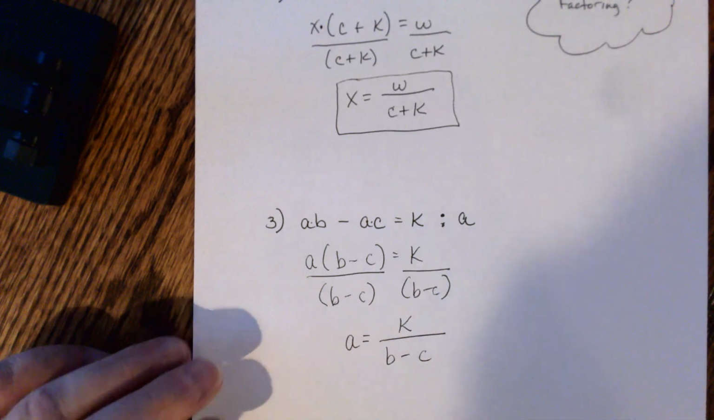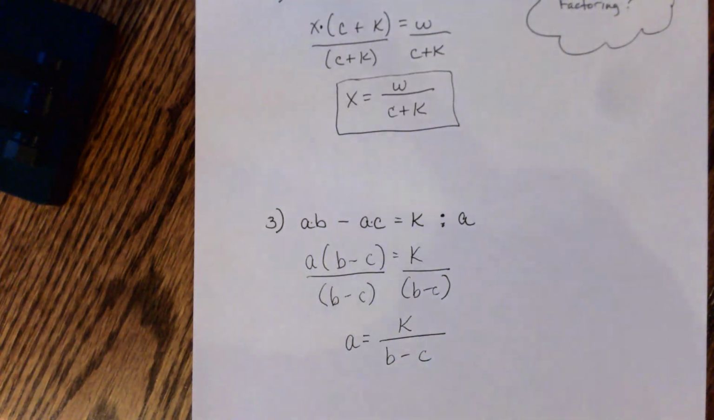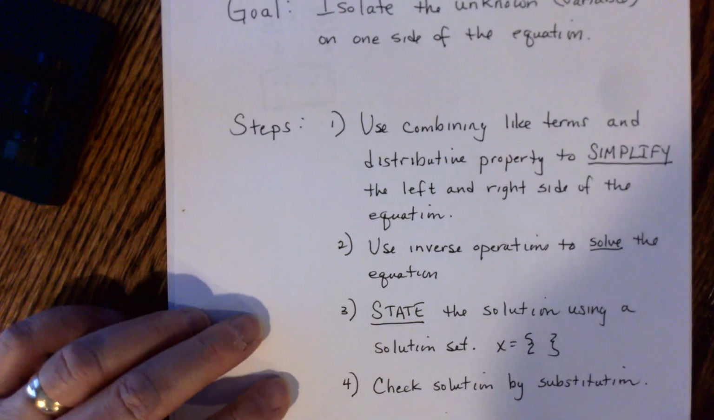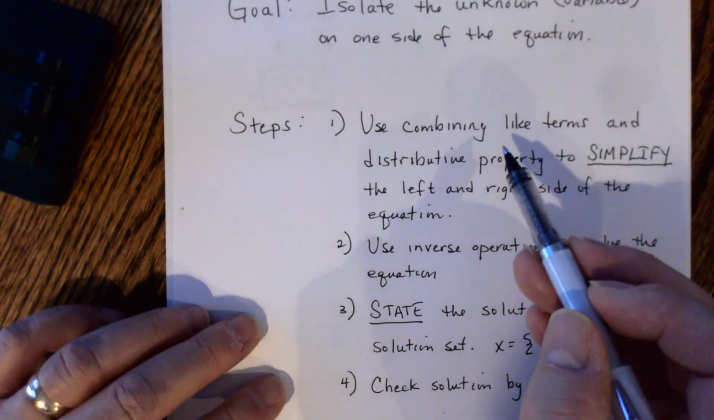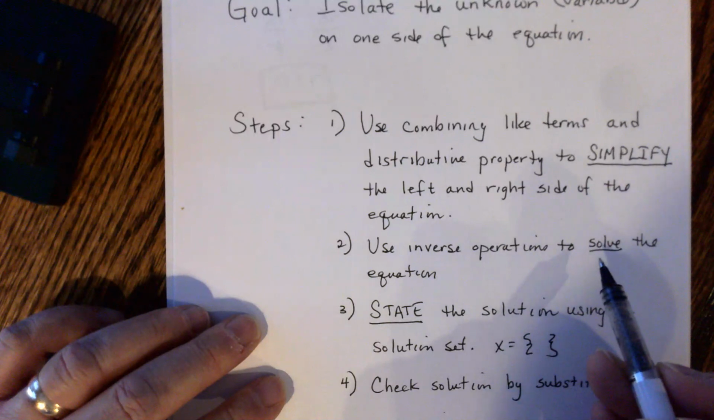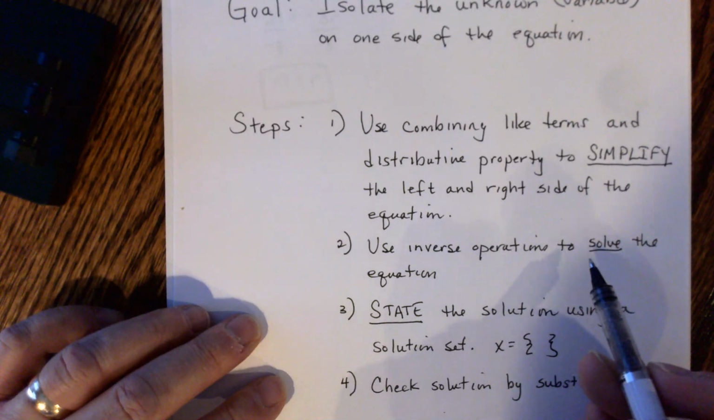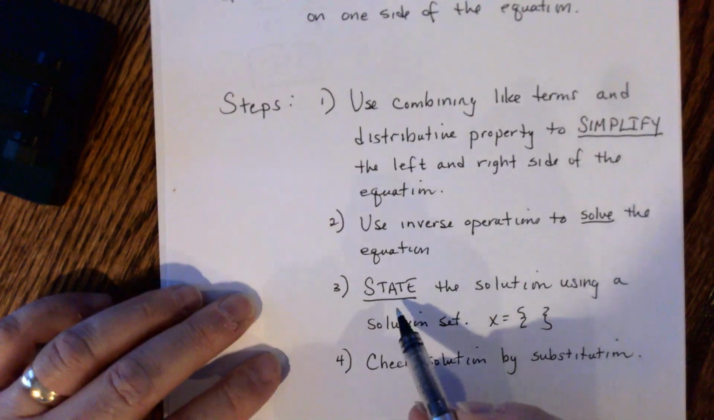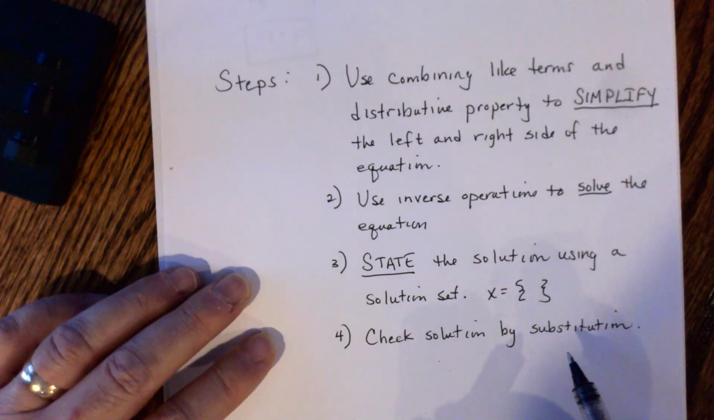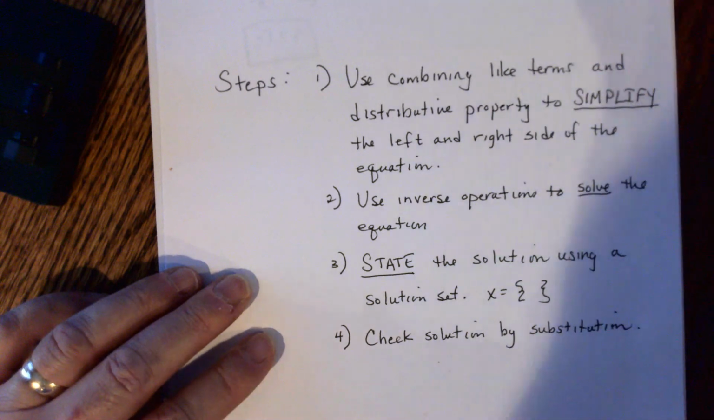So I hope that this helps. Remember, when you're solving equations, your steps are really simple. Step number 1, you want to simplify if there's any simplifying that you need to do. Then you want to use inverse operations or factoring or other techniques to solve. You want to state your solution, and then you want to check using substitution. I hope this helps you solve equations.